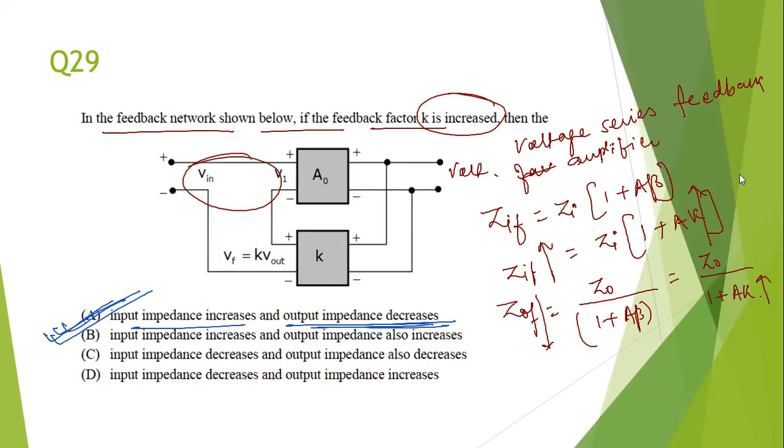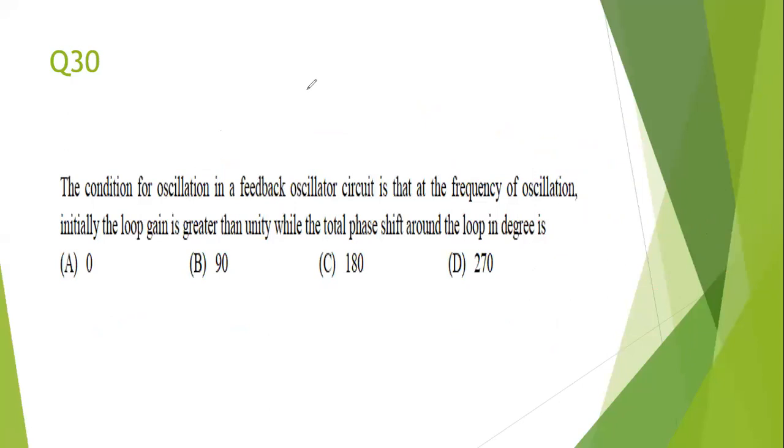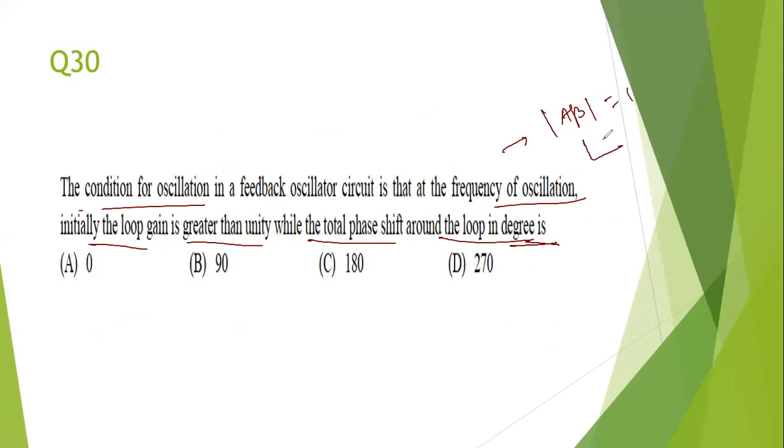Now come to the next. The question is, the conditions for oscillation in a feedback oscillator circuit are that, at the frequency of oscillation, initially the loop gain is greater than unity, while the total phase shift around the loop is equal to what? My dear friends, the loop gain A beta should be equal to 1, and the angle phi should be 0 degree or 360 degree.